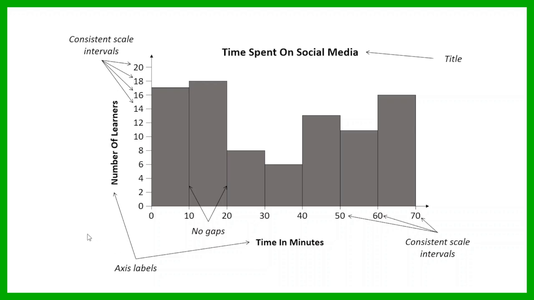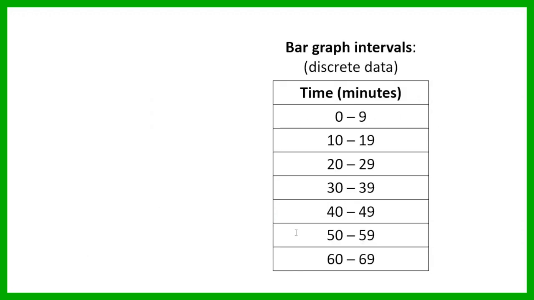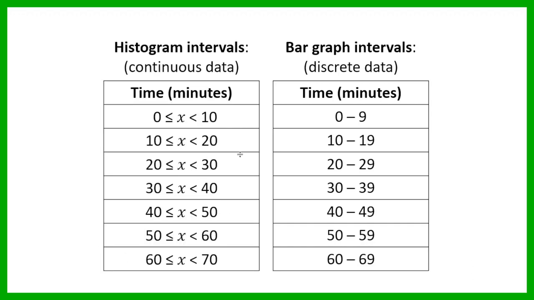Now we're going to talk about the intervals that we use when we are working with a histogram. This is the kind of interval that you would be used to from when we were working with frequency tables and bar graphs, and that's because they were working with discrete data up to this point. But now we are going to learn how to do intervals for continuous data, and this is what intervals for continuous data look like. The reason it's different is because continuous data, as I said earlier, can include decimal values.